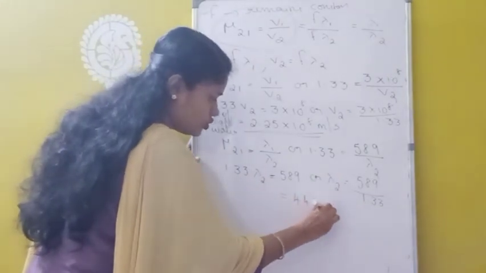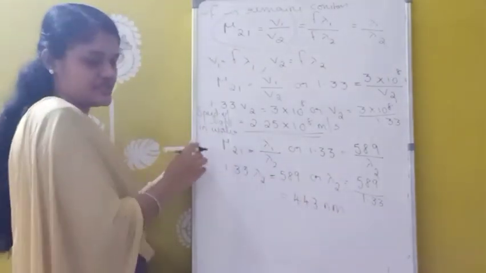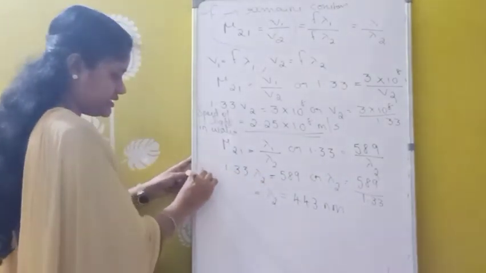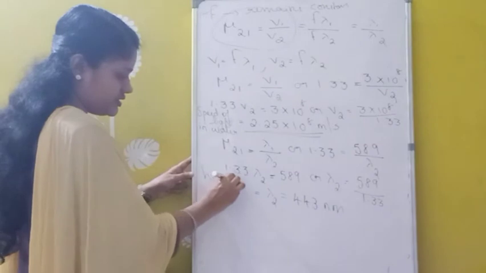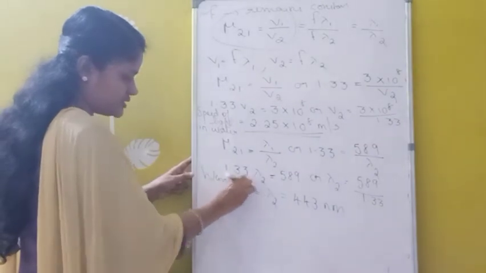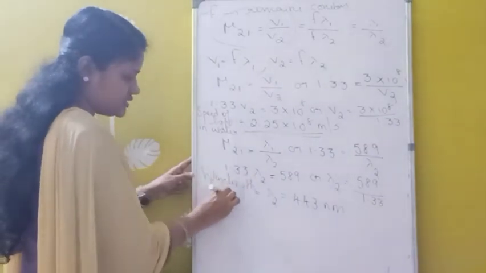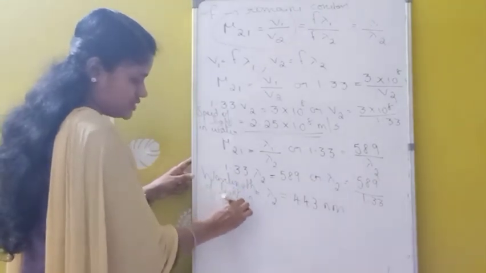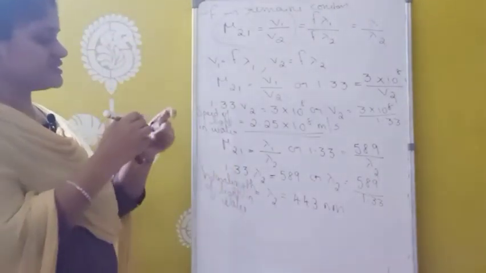So the answer is 443 nanometer. What is this 443 nanometer? That is lambda 2, the wavelength of light in water, in the second medium. So we found out that the frequency remains the same.